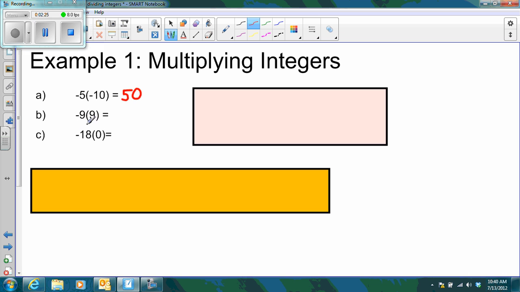We have negative 9 times 9, which 9 times 9 is 81. But since they have different signs, one's negative and one's positive, our answer will be negative. And then here we have negative 18 times 0. Any number times 0 will always be 0.